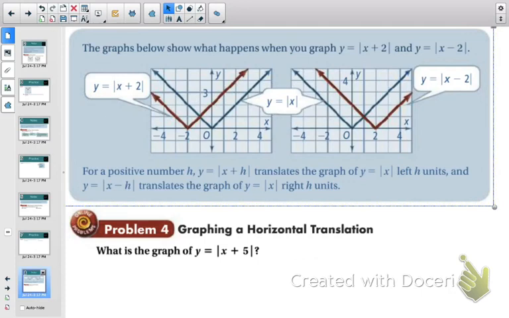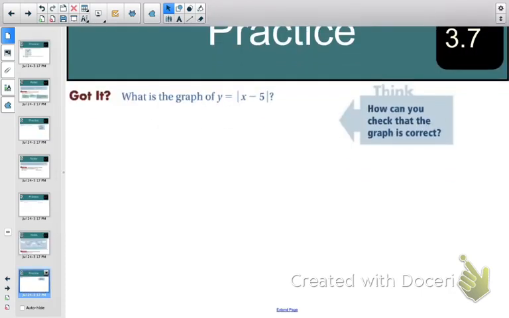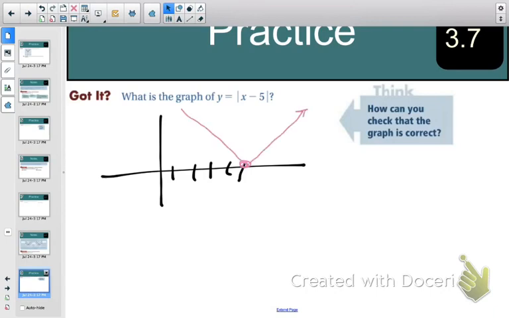So let's go to the next one. You can try this one. It's y equals absolute value of x minus 5. So this one is a minus, so it's going to go to the right 5. 1, 2, 3, 4, 5. So that's going to be your vertex. Again, it's still going up. It should look something like that. So if it's minus, it's going right. If it's plus, it's going to the left.